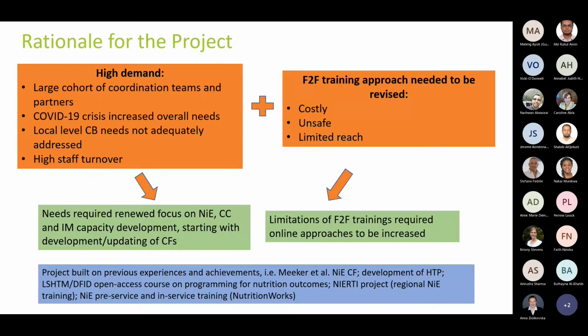So this led to two concrete objectives. So the existing and increasing needs required a renewed focus on nutrition in emergencies, cluster coordination and IM capacity development. And that was to be worked on by starting with the development or the updating of the competency framework. So for NIE, it was an updating, and for cluster coordination and IM, they were developed from scratch. And then the limitations of the face-to-face trainings required the online approaches to be substantially increased and updated.